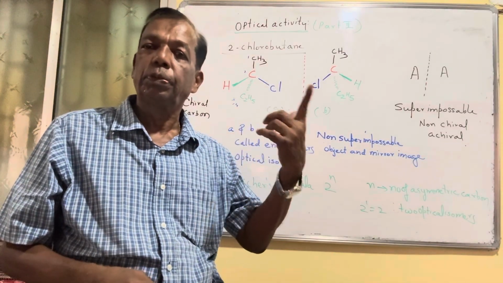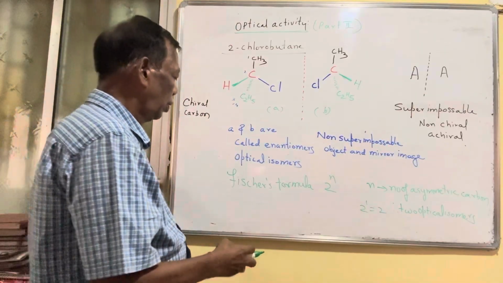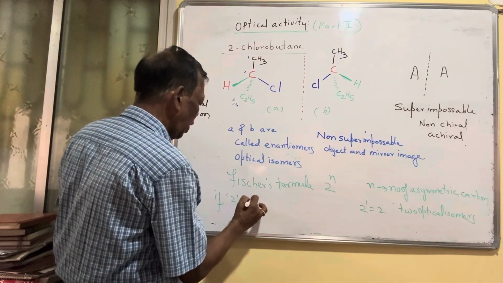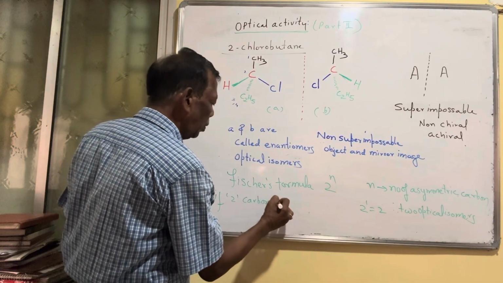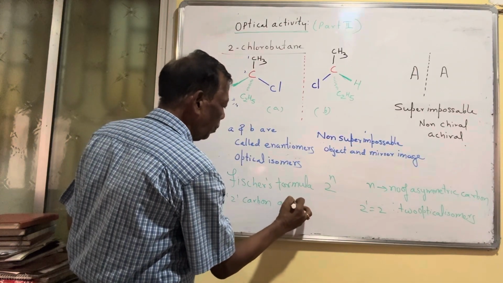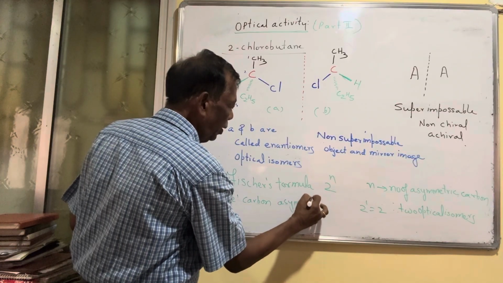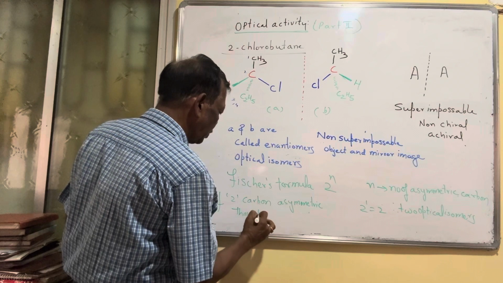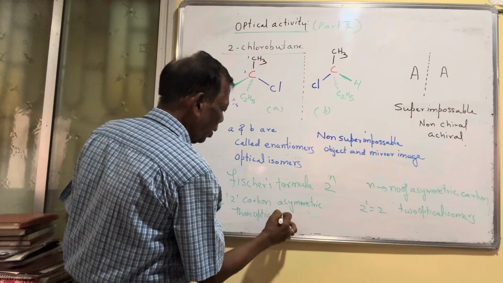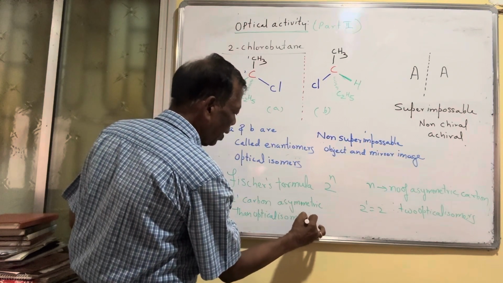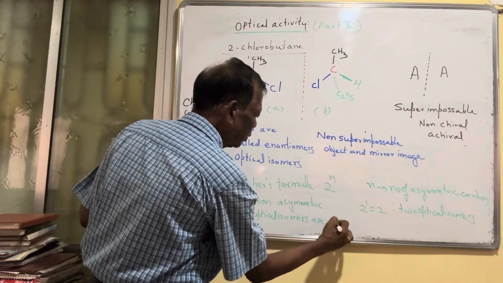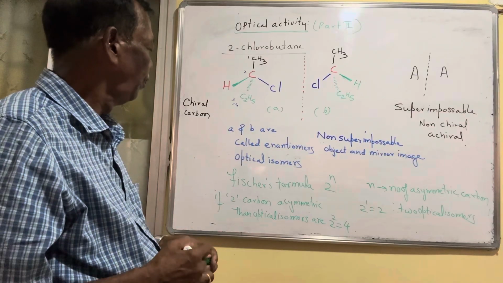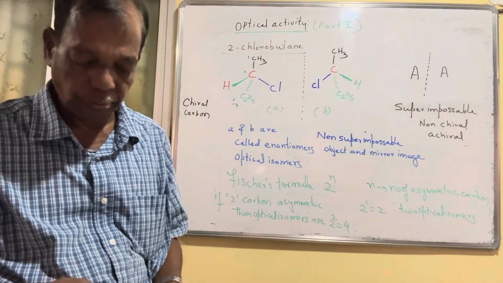Now, suppose there are 2 asymmetric carbons, then the number of optical isomers will be 2 raised to 2, which will be 4. So if 2 carbons are asymmetric, then optical isomers are 2 raised to 2, which is equal to 4. So this is given by Fischer, and that is called Fischer's formula.